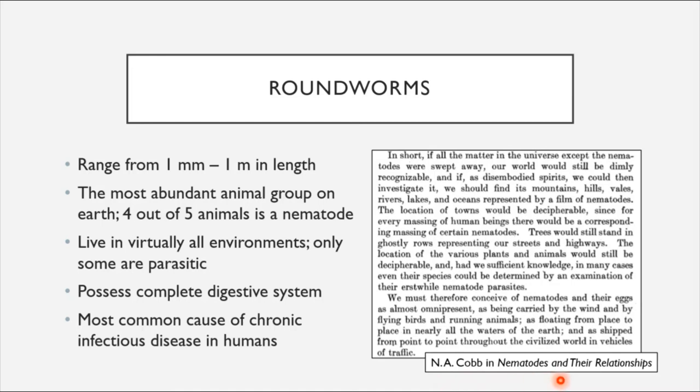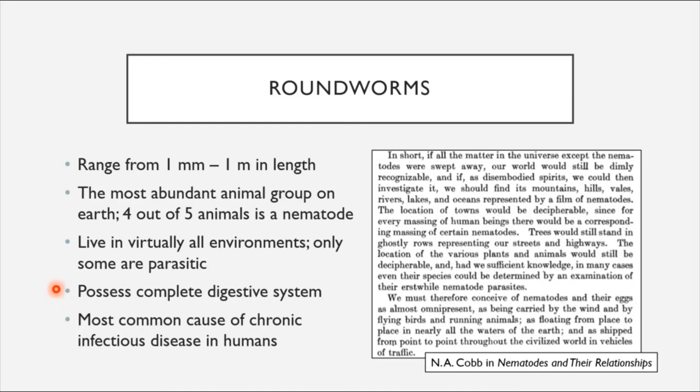He wrote Nematodes and Their Relationships, and in his book, he describes this completely nightmarish passage, which I've clipped for you here, where if you took away all matter on Earth except for the nematodes, you would still be able to see where the outlines of trees and mountains were because there would be a coating of nematodes outlining them. That's how many nematodes there are in our world.